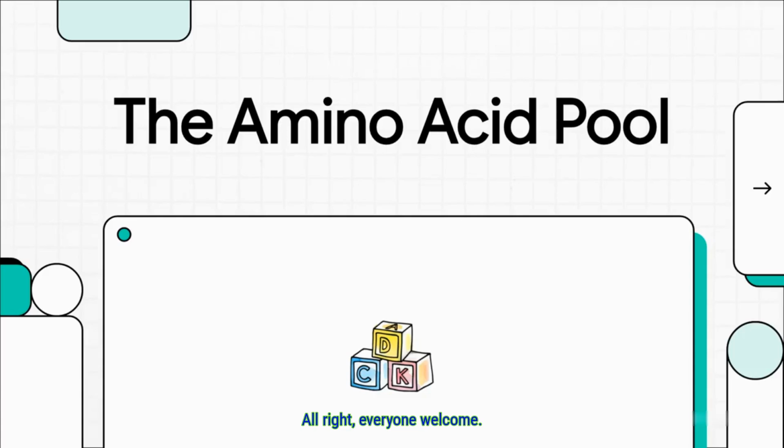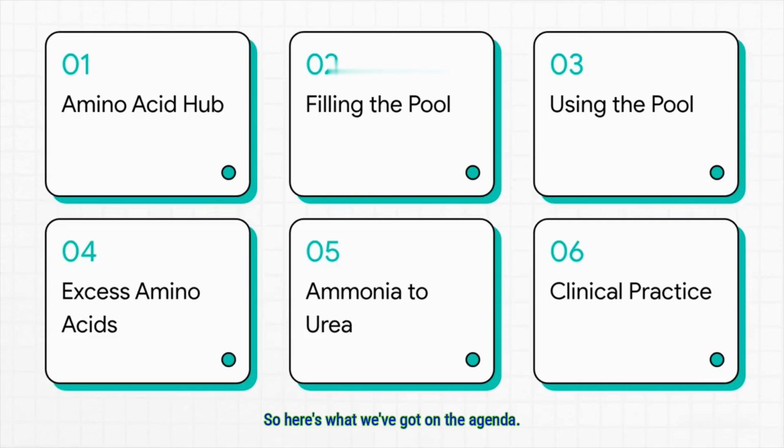All right, everyone, welcome. Today we're going to jump right into a really central concept in biochem, something called the amino acid pool. You can think of it as the ultimate currency exchange for just about everything protein-related happening inside your body. So here's what we've got on the agenda.